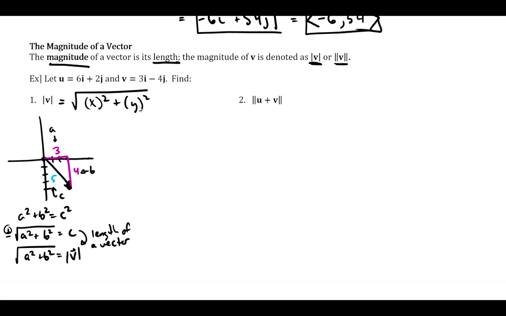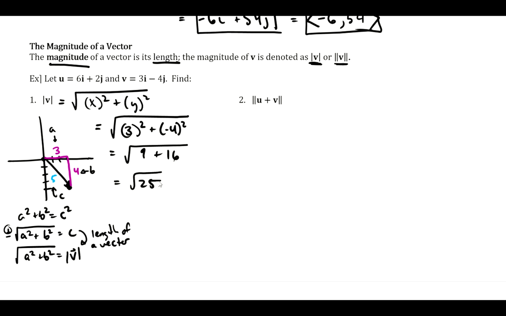But I chose to do x and y, like the x component, y component. And so on our problem, again, we already had the answer, but just to fill it in, we would have had 3 squared plus negative 4 squared, all under a square root. 3 squared is 9. Negative 4 squared is 16. So 9 plus 16 is 25. So there's the square root of it all. There's our magnitude. So the magnitude of v is 5.